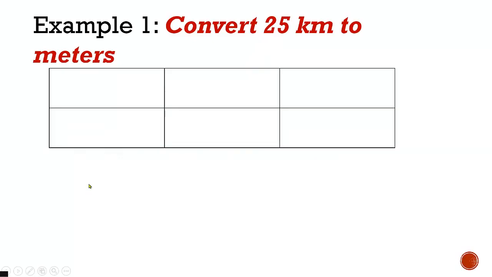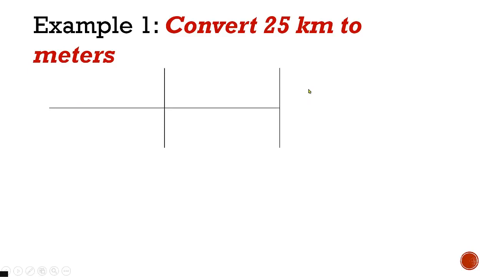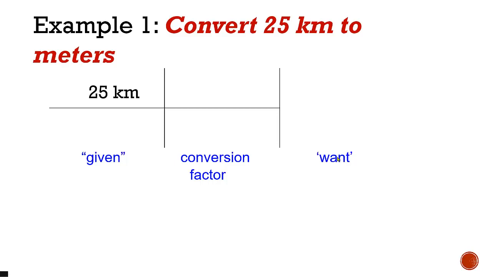So when I do this, guys, if I'm doing this in a Word document for a lab report, something like this, I'll use the insert table to make this easier to do rather than hand drawing them. And then I hide some of the lines, and I can teach you how to do that if you want. So first box is my given. I'm going to have my conversion factor, and then my want is my answer. So let's start with my given, 25 kilometers.